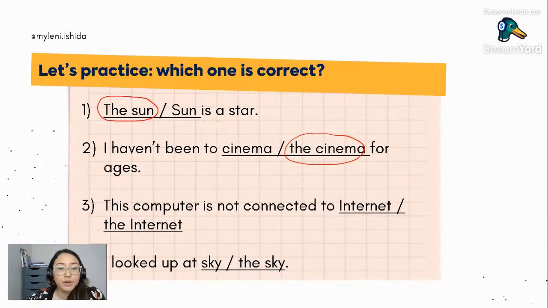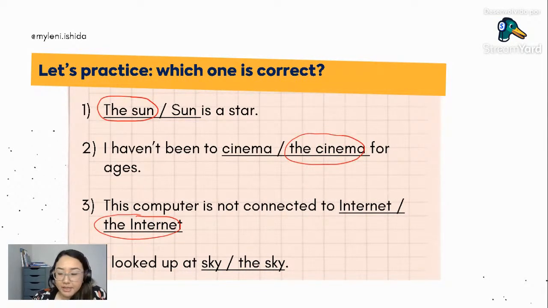This computer is not connected to internet or the internet. This computer is not connected to the internet. Okay.